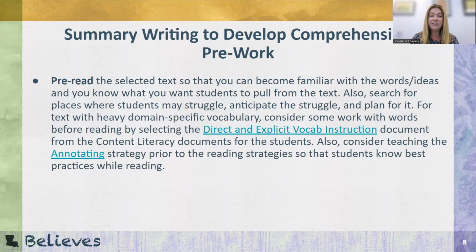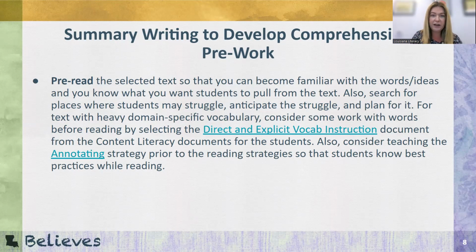For text with heavy domain-specific vocabulary, consider some work with words before reading by selecting the direct and explicit vocabulary instruction document, which is what we went over last week in this webinar, from the content literacy documents. Also consider teaching the annotating strategy prior to the reading strategies so that students know best practices while reading.